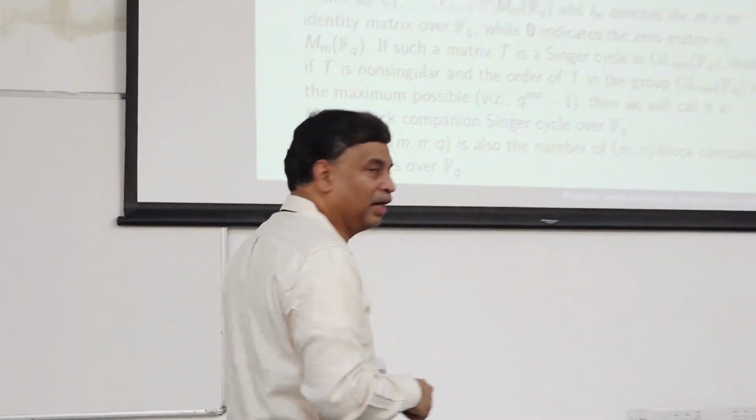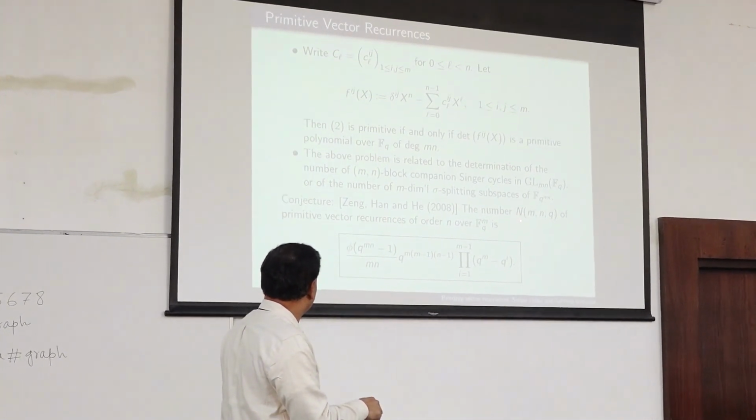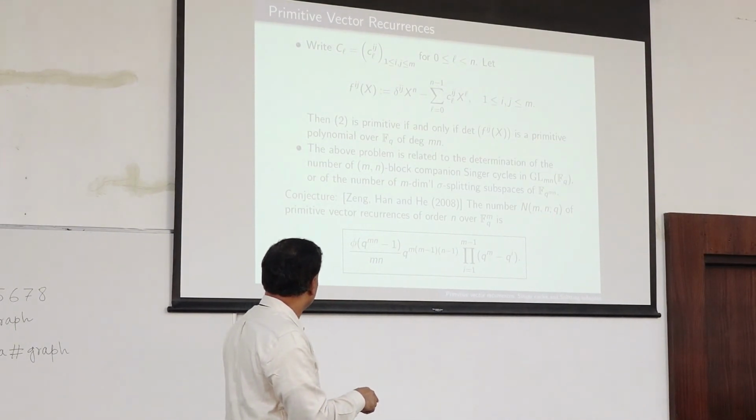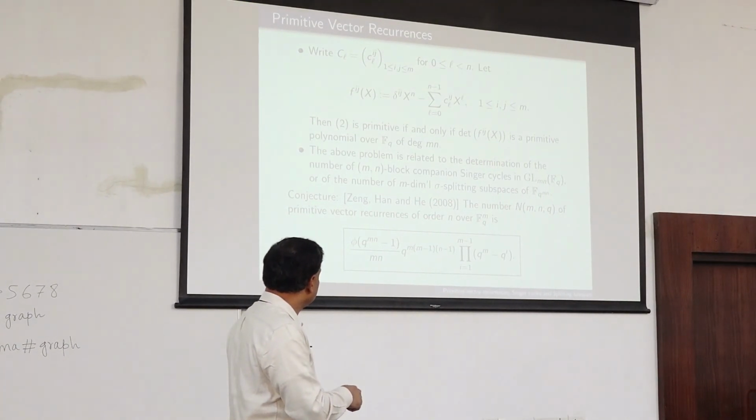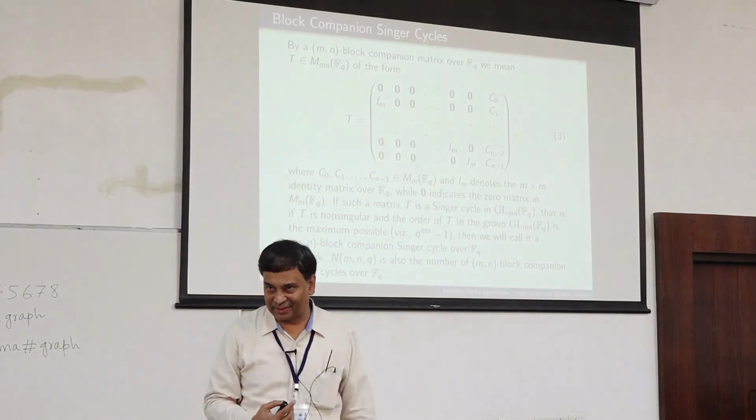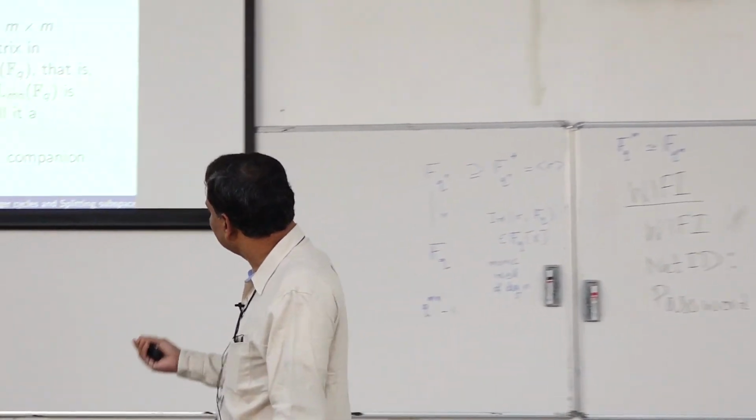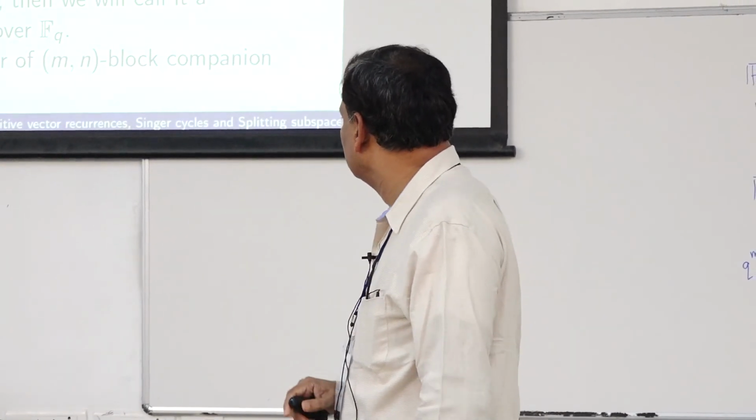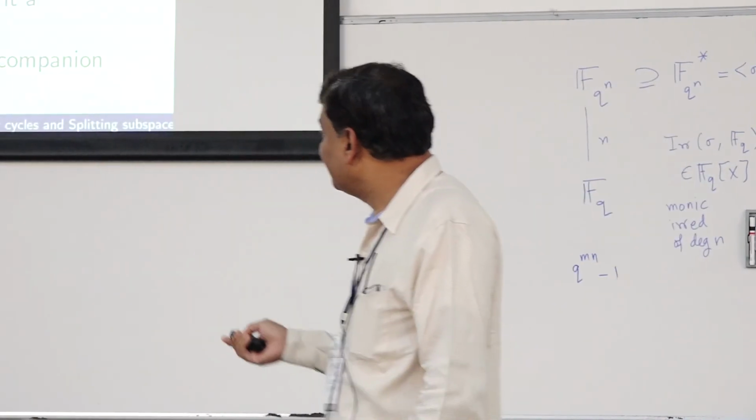And the problem that I asked you, the number N(m, n, q), which is the number of primitive vector recurrences, which was conjectured to be this, turns out to be the same as the number of mn block companion Singer cycles. So, you could be talking about primitive vector recurrences, or you could be talking about block companion Singer cycles. They are one and the same thing. Very good. But then it is not so easy.